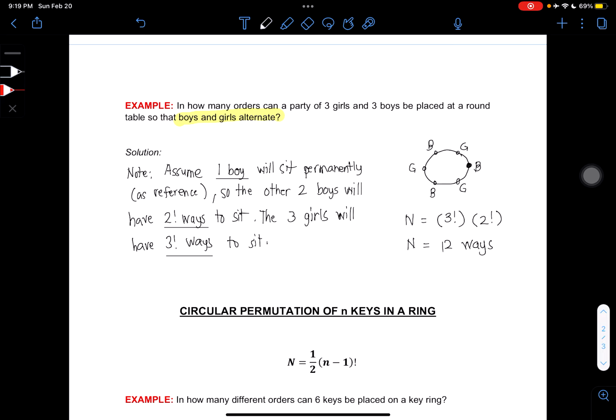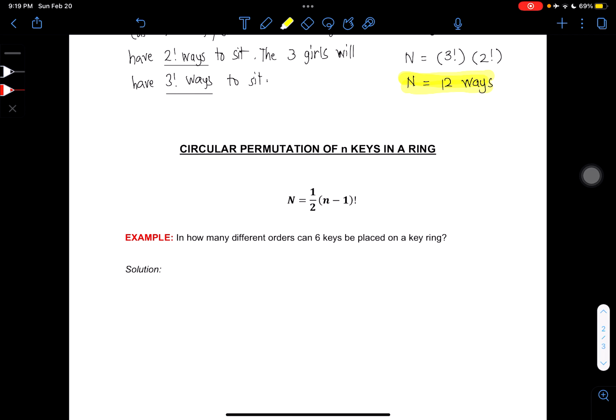So there are 12 ways to seat 3 girls and 3 boys alternating at a round table. So this is our final answer. So let's have circular permutation of n keys in a ring. Here, the given is just the word keys in a ring. So the formula is 1/2 (n minus 1) factorial.